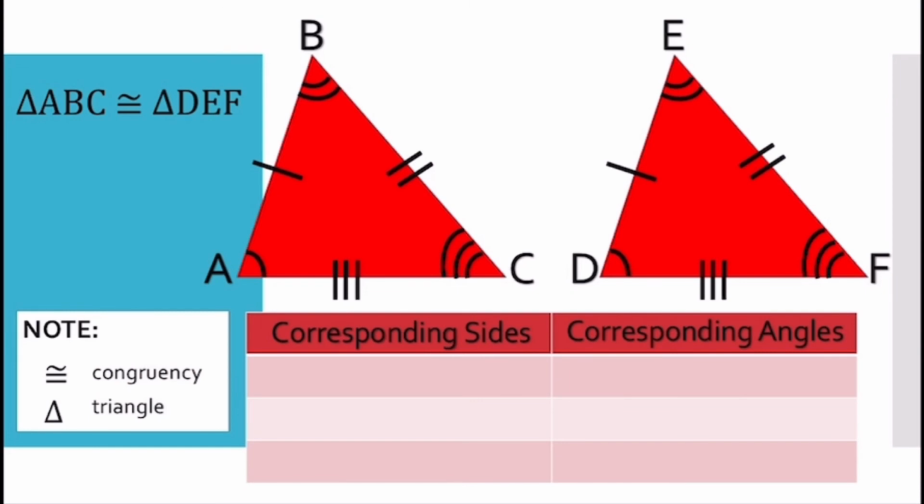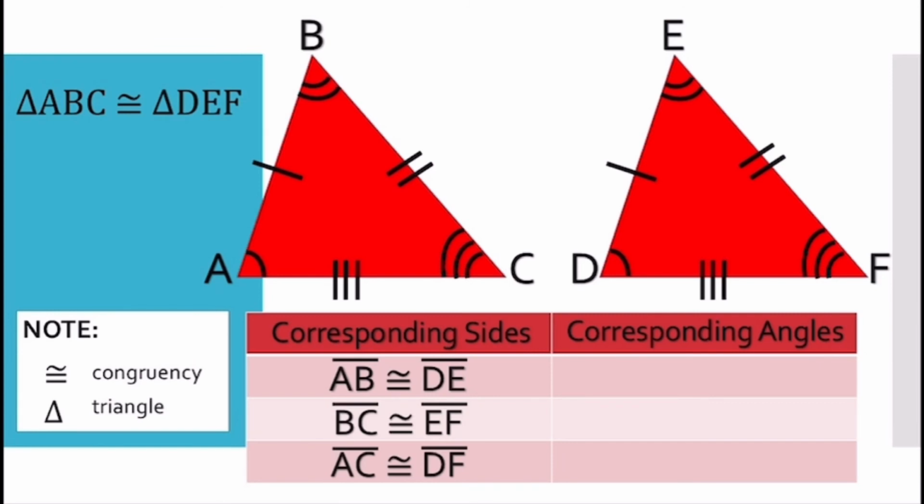For our corresponding congruent sides, we have line segment AB is congruent to line segment DE. Line segment BC is congruent to line segment EF. And line segment AC is congruent to line segment DF. For our corresponding congruent angles, angle A is congruent to angle D. Angle B is congruent to angle E. And for our last, angle C is congruent to angle F.